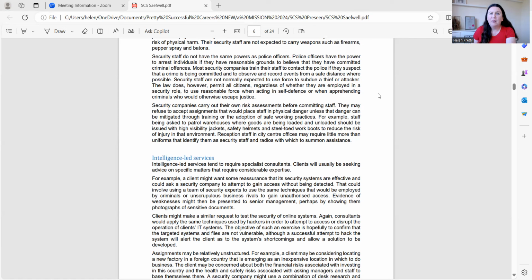For example, staff being asked to patrol warehouses where goods are being loaded and unloaded should be issued with high visibility jackets, safety helmets, and steel-toed work boots to reduce the risk of injury in that environment. Reception staff in city centre offices may require little more than uniforms that identify them as security staff and radios with which to summon assistance.